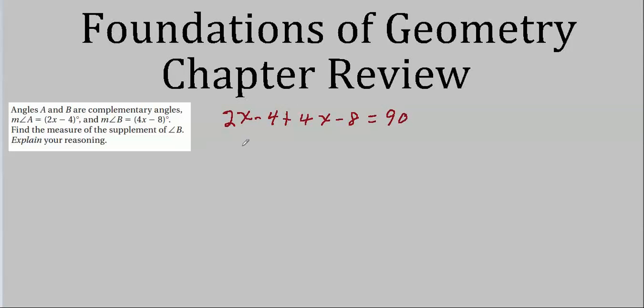And that would be 6x minus 12, 90, or 6x equals 78. Is 78 divisible by 6? Let's see, that's 1, 3. Yeah, okay. X equals 13.